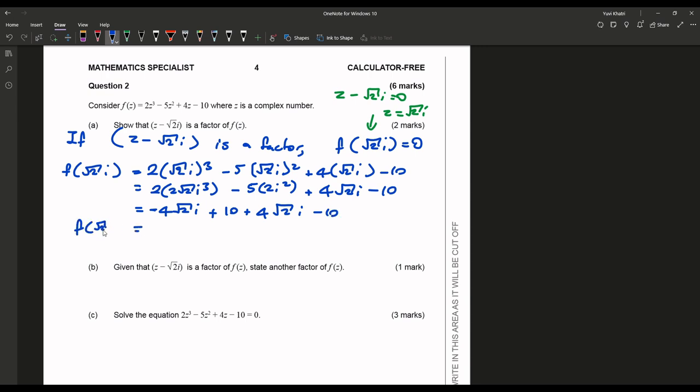And this and this cancel, and this and this cancel. We get f of root 2i equals 0. Therefore, z take root 2i is a factor.